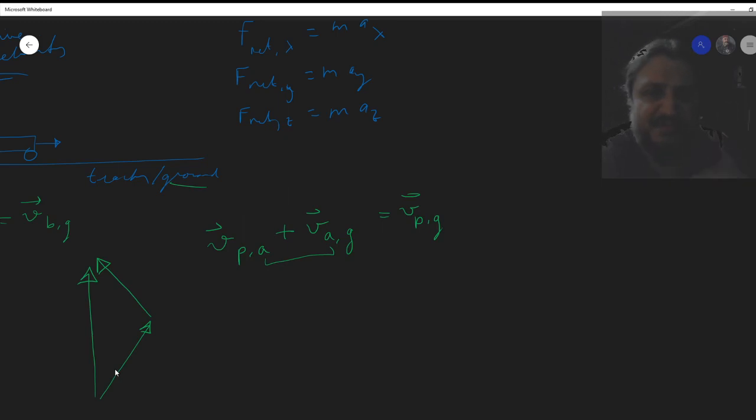Use the first index as the index representing the object, the second index after a comma. You don't even have to put the comma, but the second index represents the frame of reference. If you line them up like this, you will get the answer easily. So that's the idea of relative velocity.